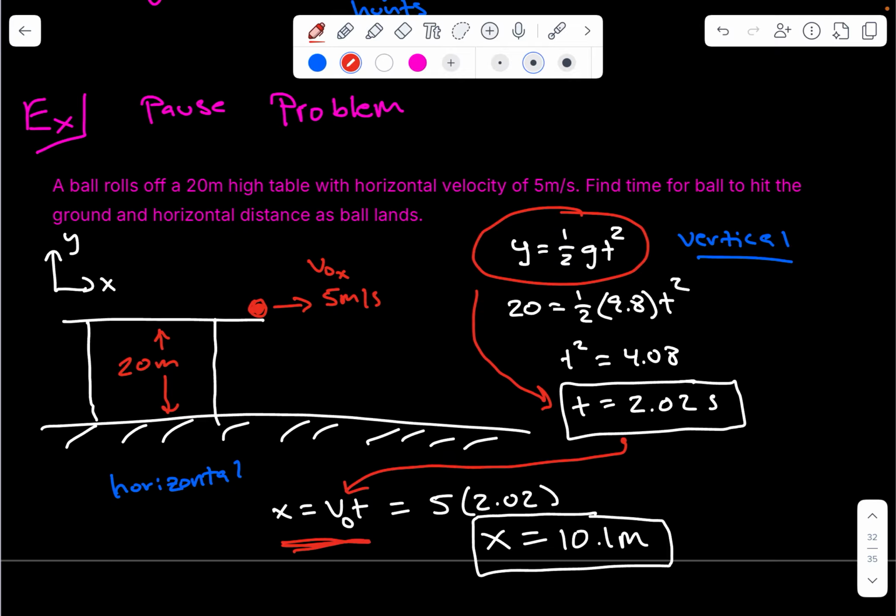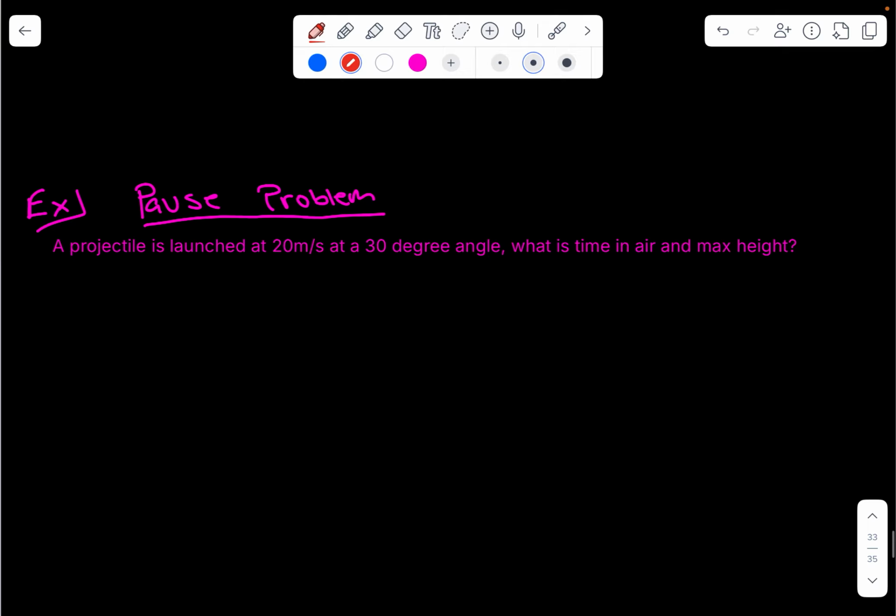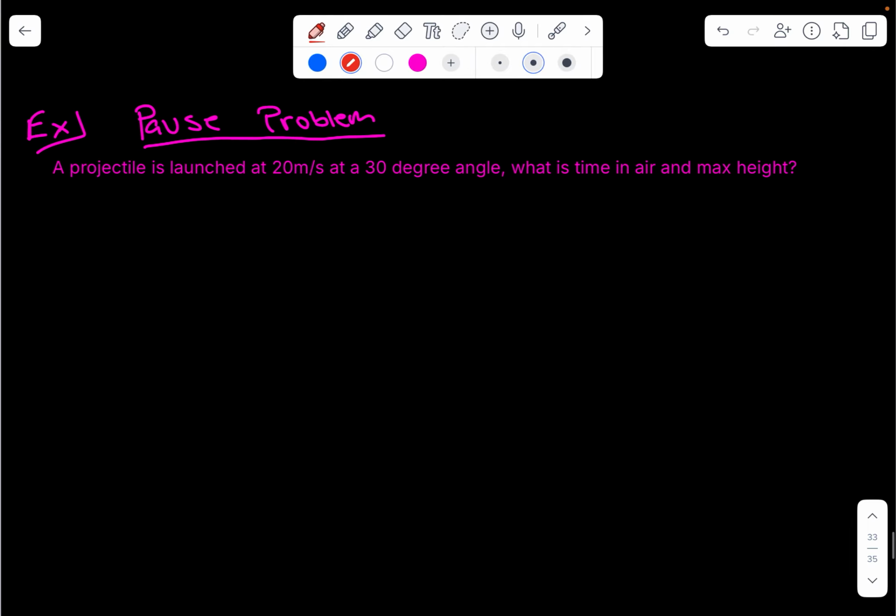All right, let's go to another problem. This problem is going to be a bit harder. This is also a pause problem. A projectile is launched at 20 meters per second at a 30-degree angle. What is the time in the air and the max height? Go ahead and pause, try to solve it on your own, and I'll be back when you're here.